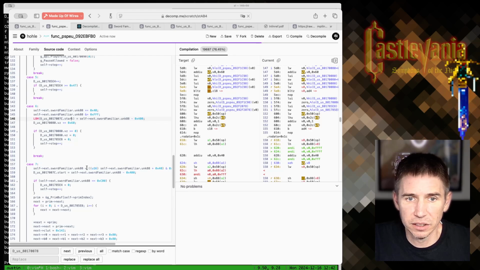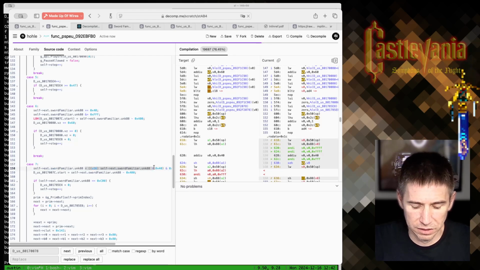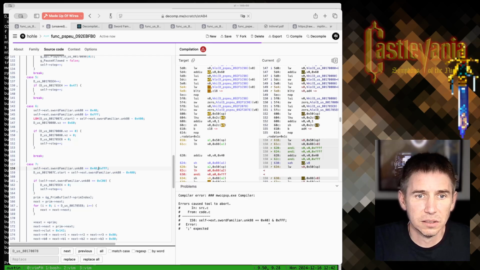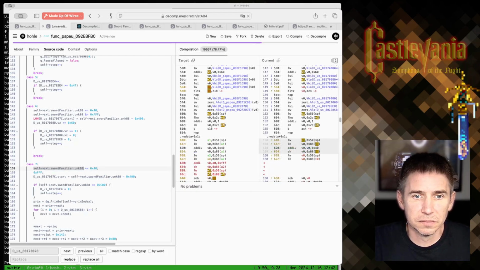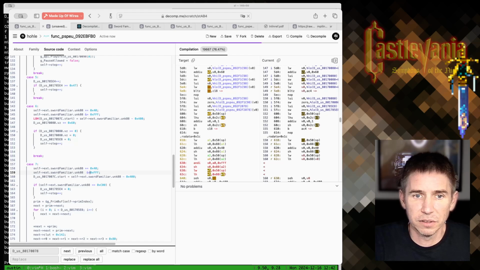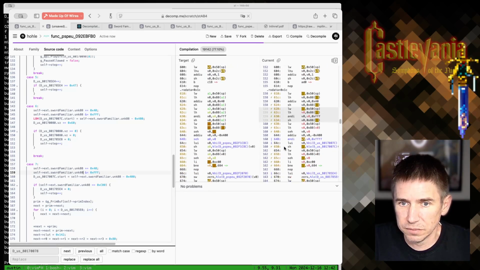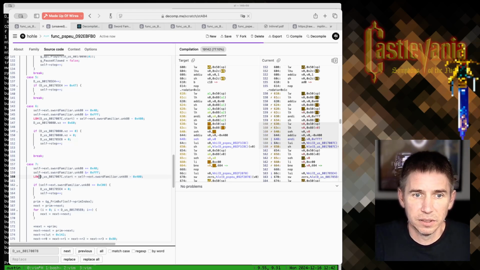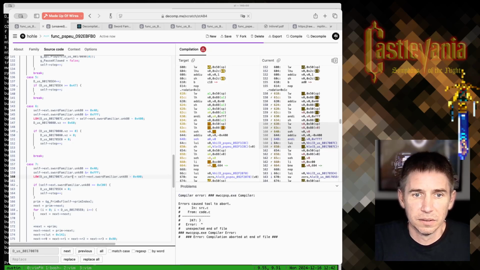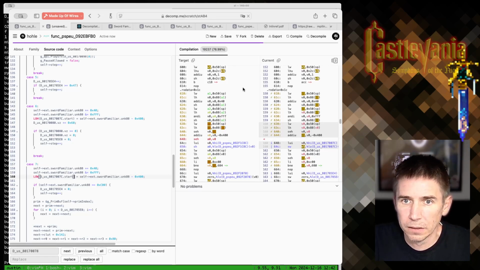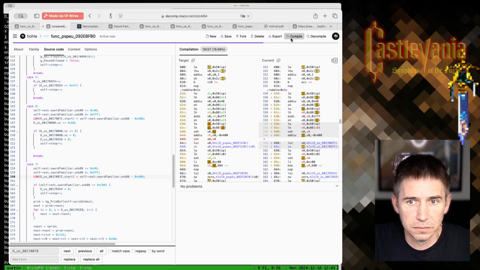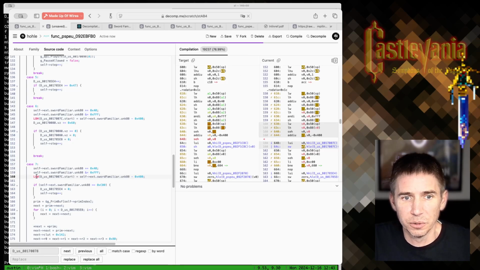Same thing here. As above, 2 steps. And the same. Oh, I did load word instead of load half.